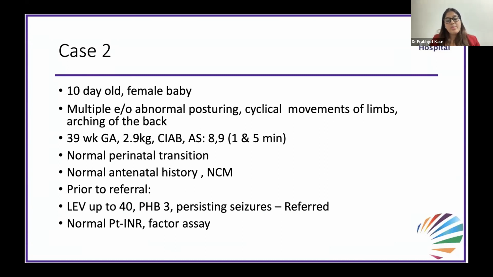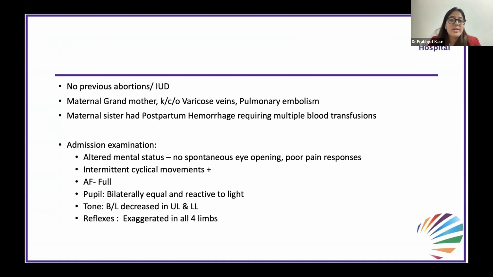Prior to referral, this baby was treated as neonatal seizures, received levetiracetam up to 40 and phenobarbital up to 3 mg per kg per day, and because of persisting seizures was referred. Prior to referral, a normal PT/INR and factor levels had been documented. Family history-wise, there were no previous abortions or intrauterine deaths, but the maternal grandmother had varicose veins and a history of pulmonary embolism. A maternal sister had significant postpartum hemorrhage requiring multiple blood transfusions.